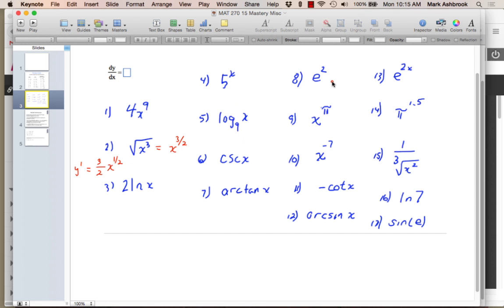Number 8, where's Madison? Grayson? Madison. How about number 8? Why? Good, okay. So you got to recognize a constant. So it looks like something to a power, but it's just a number. It's just the number e squared. So it's a constant, so the rate of change is 0.